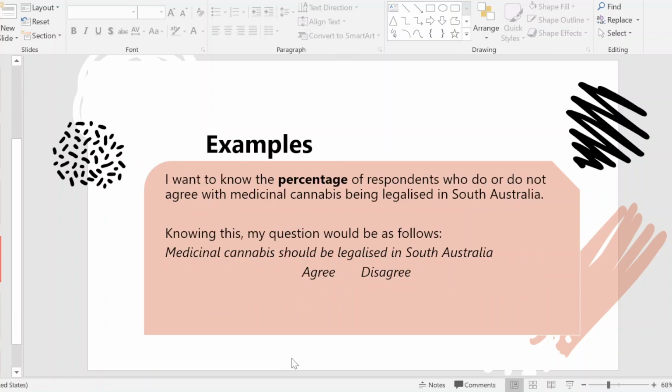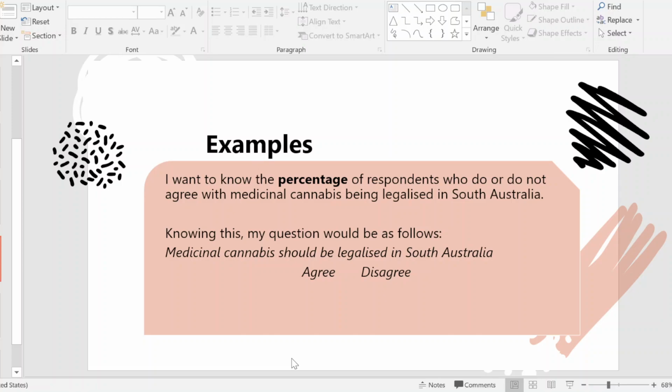And we will get around to that another time. So if you're wanting a percentage, for example, this is just an example I've come up with. I want to know the percentage of respondents who do or do not agree with medical cannabis being legalized in South Australia.